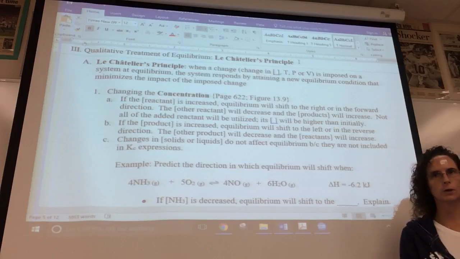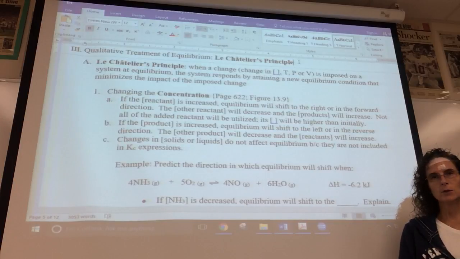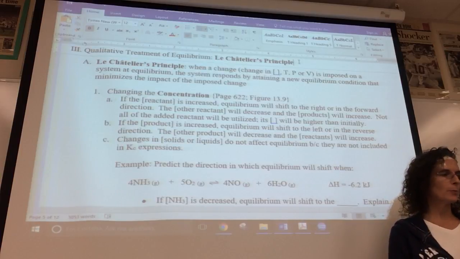So not numbers, not quantities, but qualitative. And this is what your lab's going to deal with next week. Very cool inquiry-based lab that we first put into place last year, and this year it should be better.